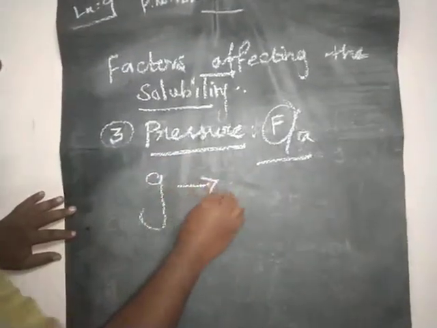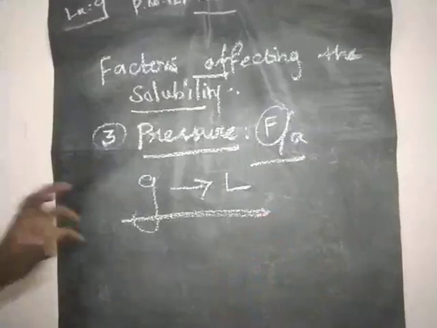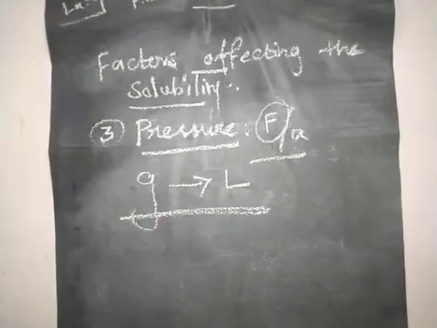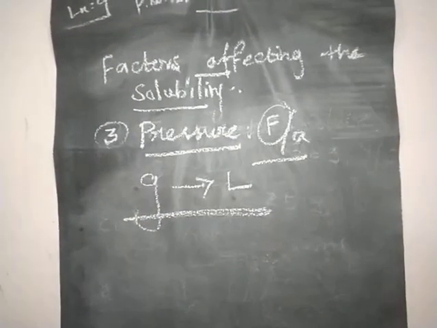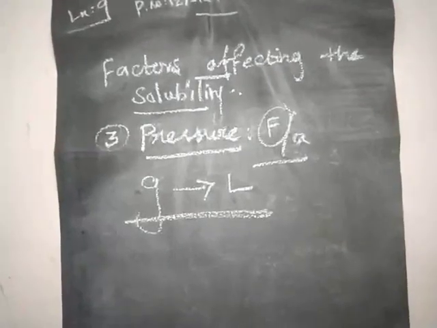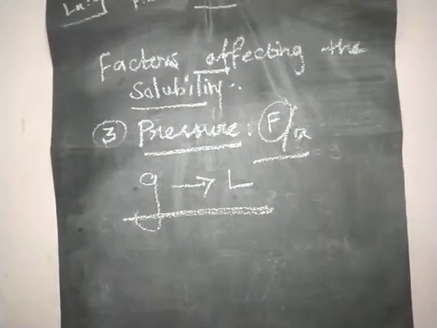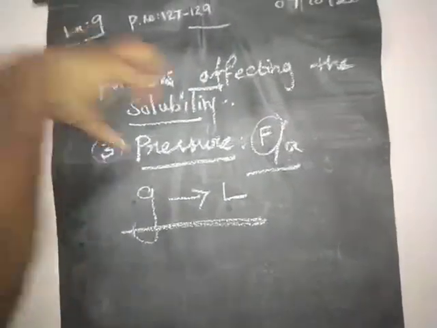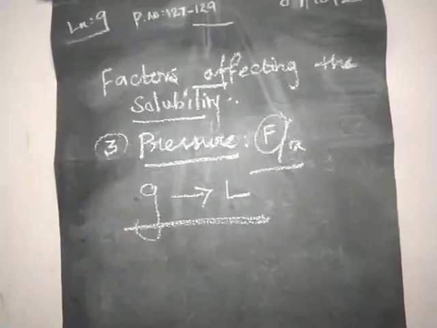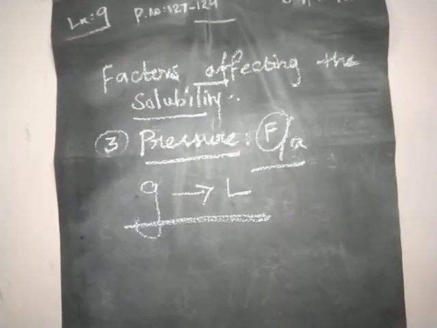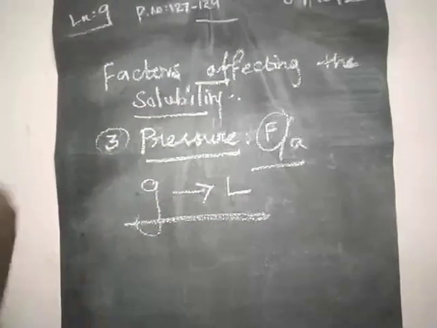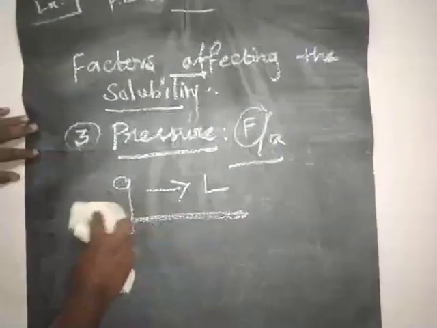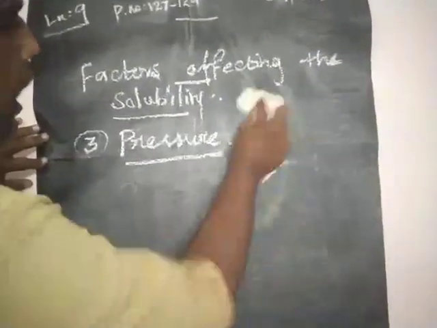So, gas in liquid. When a gas is dissolved in a liquid, we have to increase the pressure. If you are increasing the pressure, the solubility of gas in liquid also increases. If you are taking soft drinks, some gases are dissolved in the liquid. So we increase the pressure, and automatically more gas is dissolved in the liquid. This law was explained by Henry, so that law is called Henry's law.